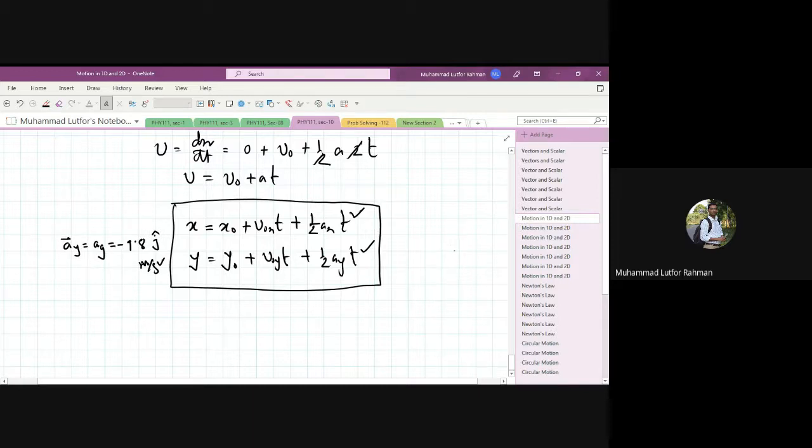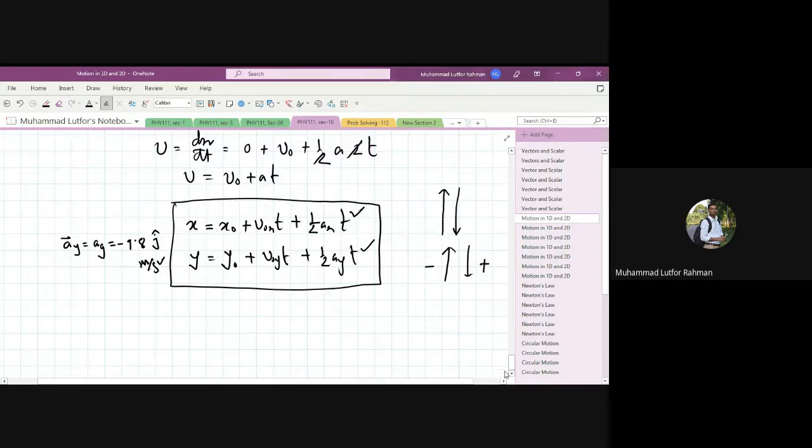Sometimes some students tell me, I don't know why they do that, that when a particle is moving in the upward direction, acceleration will be positive, and when it moves in the downward direction, it will be negative. Someone says when it moves upward, it will be negative, and when it moves downward, it will be positive. I don't know whether they flip that direction. Why they do that, I don't know actually. I don't have any idea.